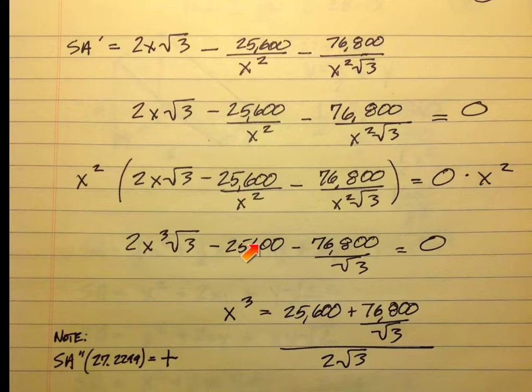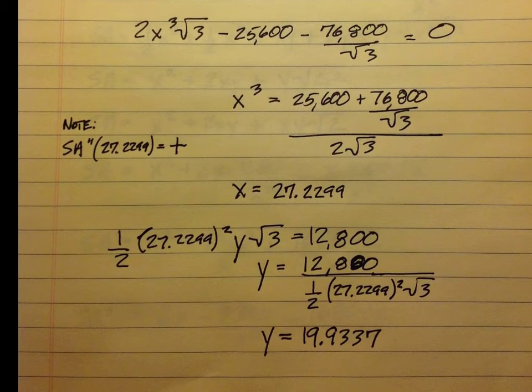So bump this stuff over to the right, and you'll come up with this divided by the 2 square root of 3 that was with the x cubed. And then of course, this is your x value. You can test it with the second derivative. It does come out positive.